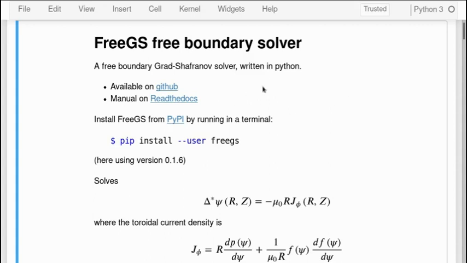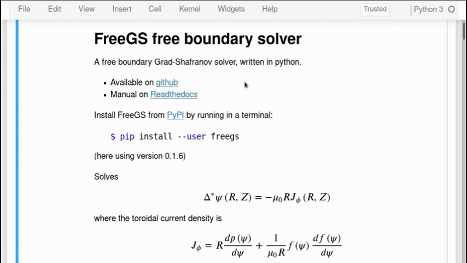Welcome. In this video I'll introduce a free boundary Grad-Shafranov solver called FreeGS. This is available on GitHub and has some documentation on Read the Docs. It's easily installable from the command line with pip using this command, and the version I'm showing you here is 0.1.6, so that was from this year, 2019. Future versions should work as well, and you should be able to download this notebook and then play around with it yourself.